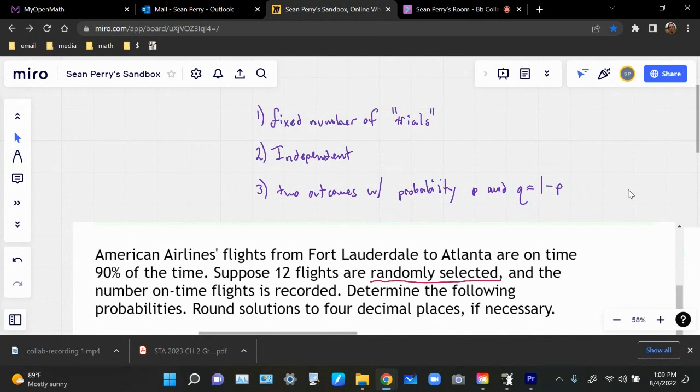Finally, we only have 2 outcomes. That's the "bi" in binomial. And these outcomes have fixed probabilities, P and Q, which is just 1 minus P. So for our problem, when they're talking about the probability of being on time, we are given that P is equal to 0.9. And that means that Q is going to be equal to 0.1.